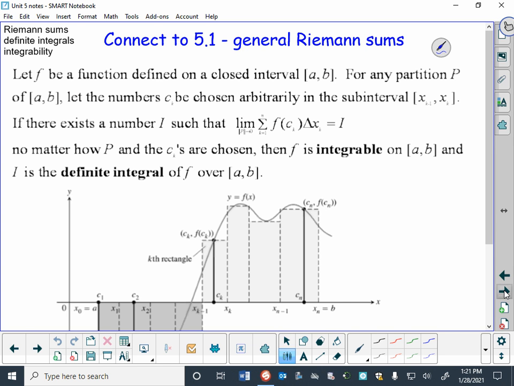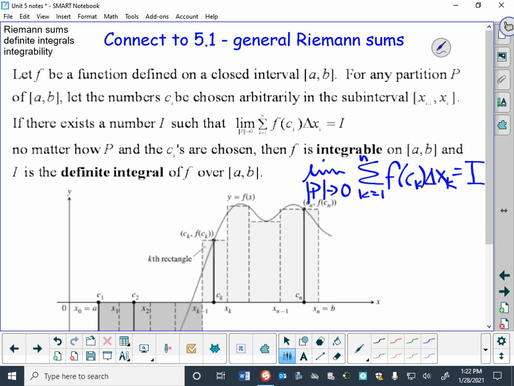Okay, so here's the theorem. With all that set up, it says if there exists a number I such that the limit as the absolute value of P goes to 0 of the sum from k equals 1 to n of f of c sub k times delta x sub k equals that number, no matter how the partition is chosen and how the c sub k's are chosen within each subinterval, then we say that the function is integrable on the interval from a to b, and that I is the definite integral.